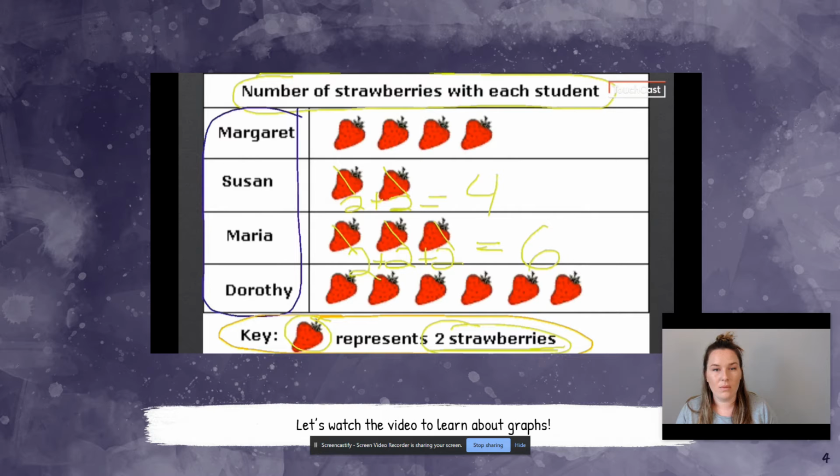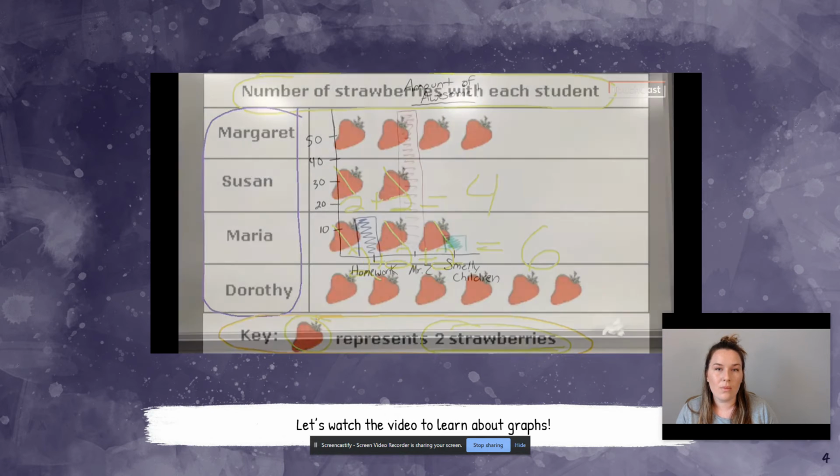So when you think of a pictograph, you have to think about what are the pictures showing me? How many are there? And what does each picture stand for? How many does it stand for? Now next, let's go to our bar graph.